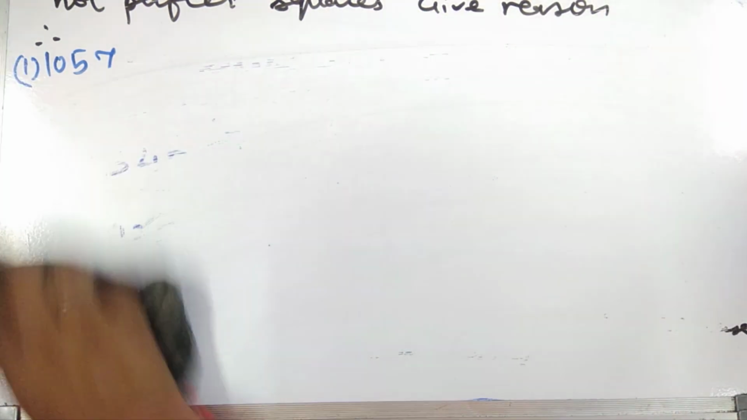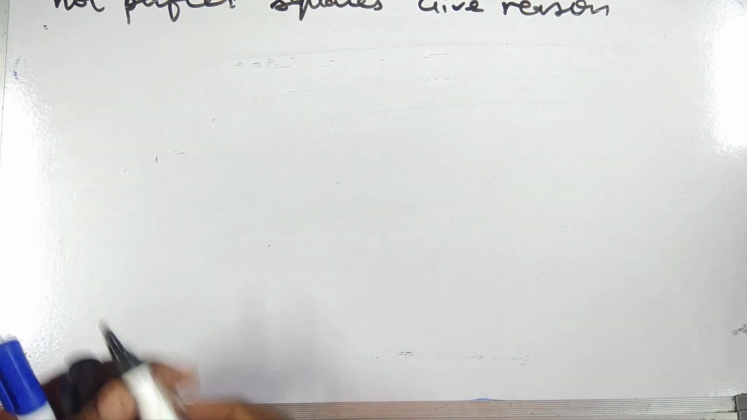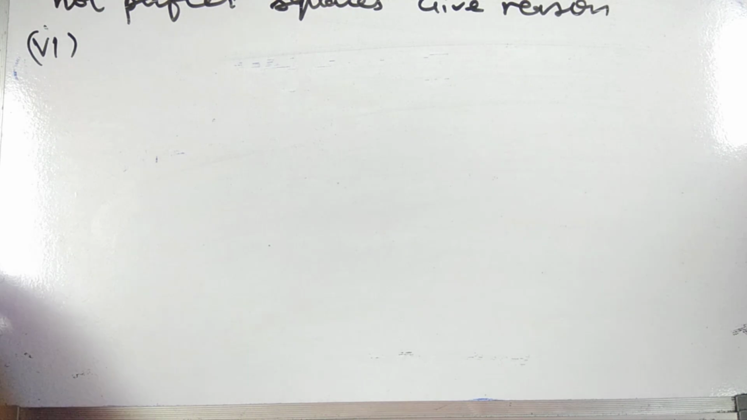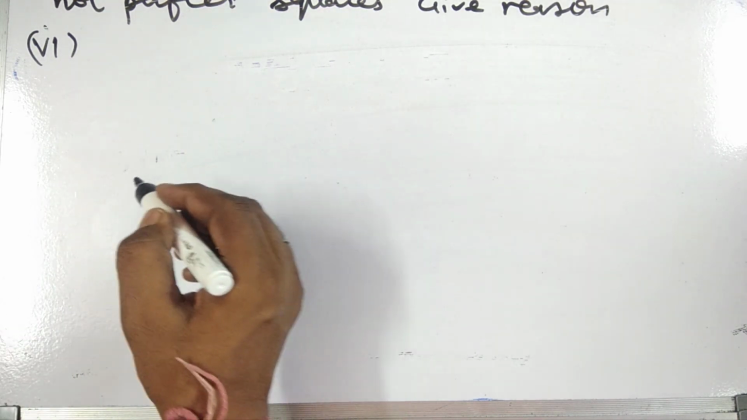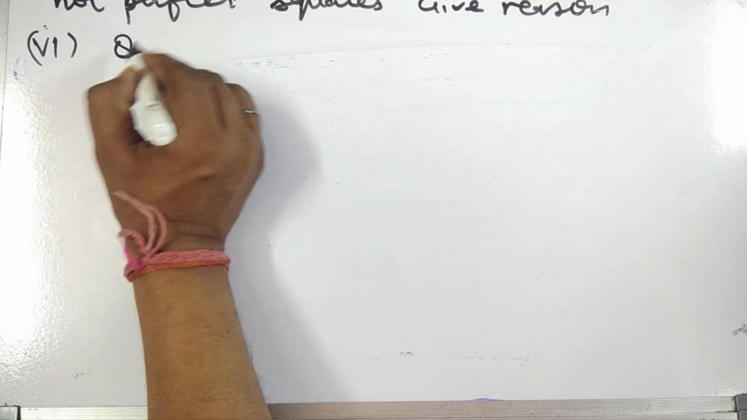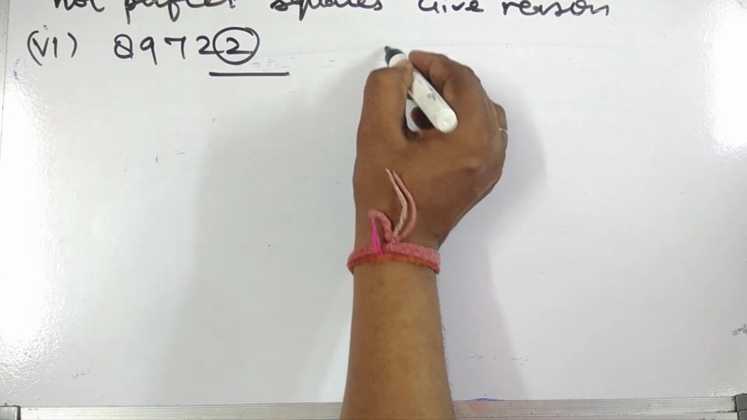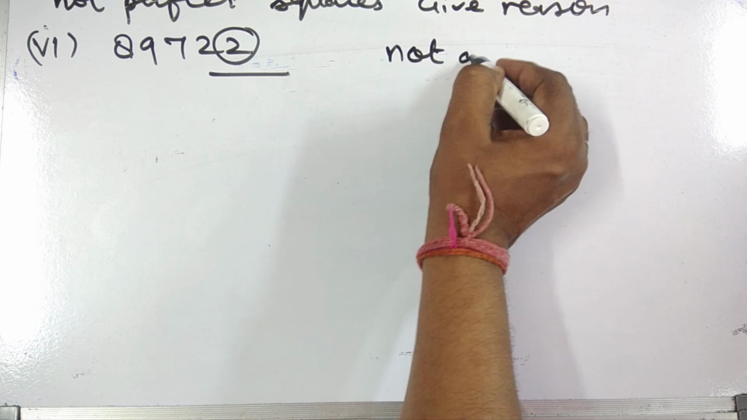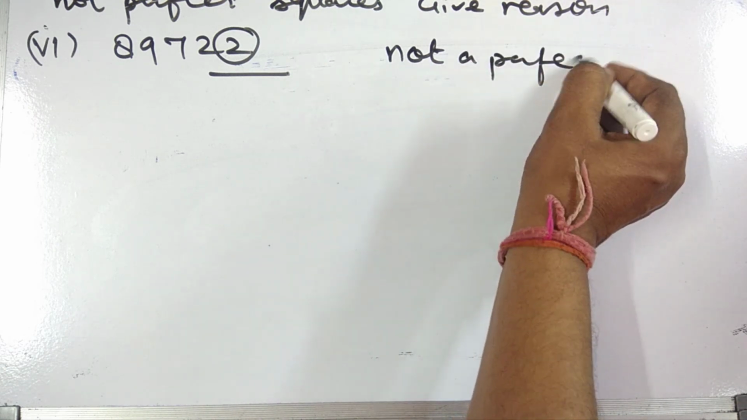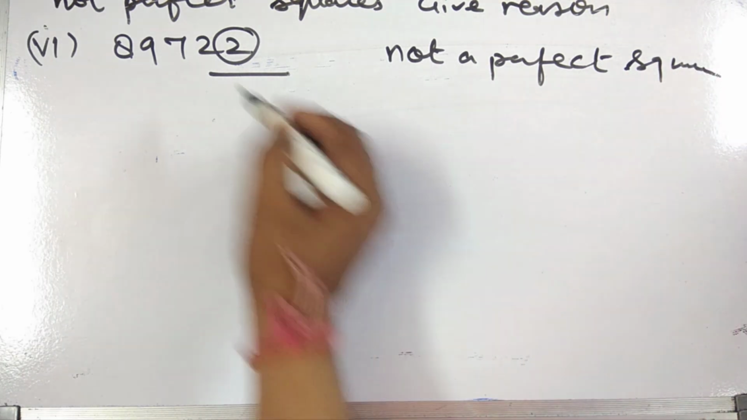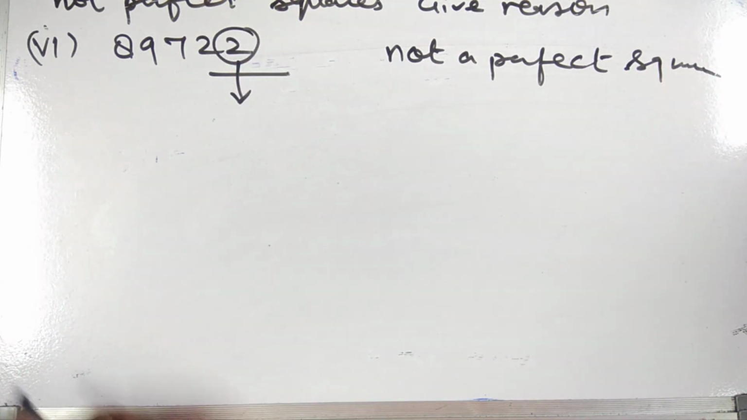Next, sixth one, students. 89,722. Ending digit is 2. Therefore, this is not a perfect square or square number, because ending digit is 2.